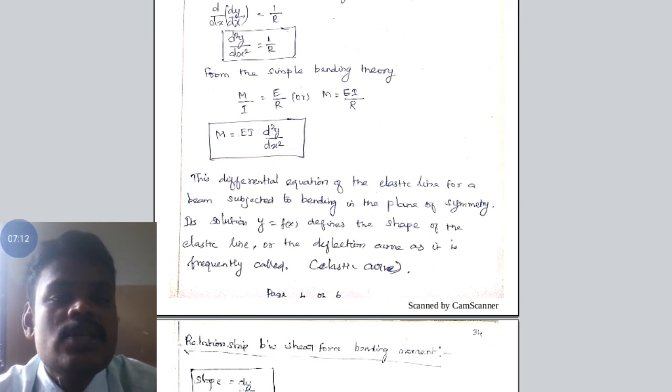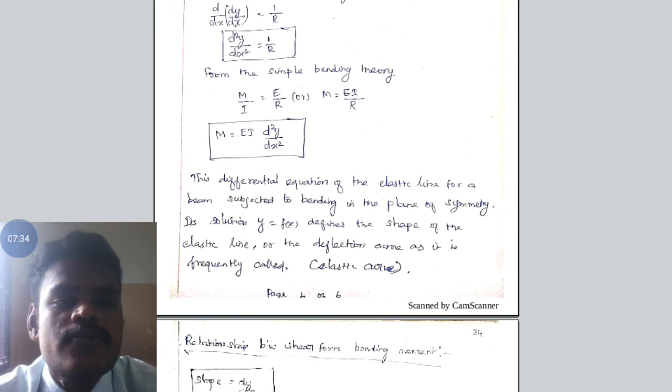So this M is equal to EI into d square y by dx square. This equation is known as the governing differential equation. In order to find the bending moment of the beam, we can use M is equal to EI into d square y by dx square, where y is the deflection of the beam. Once we know the value of deflection, we can easily identify the bending moment and also the shear force.